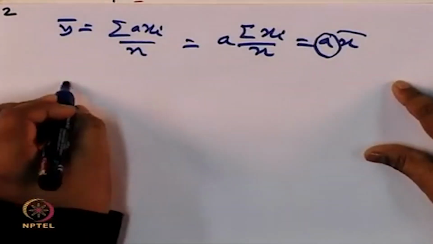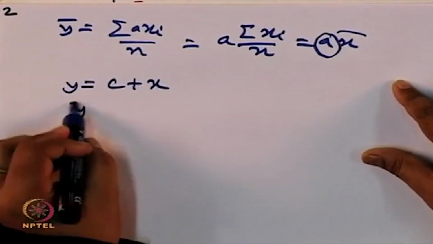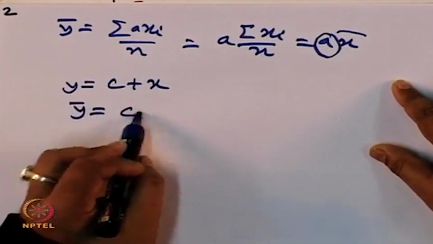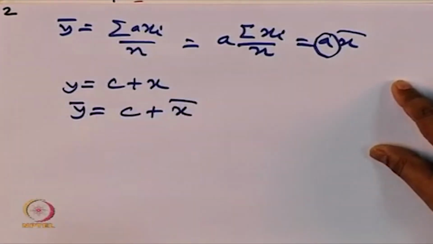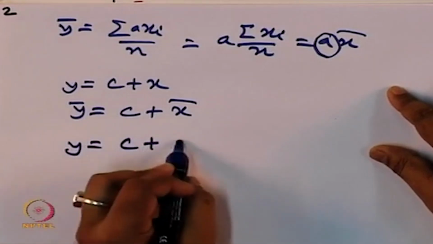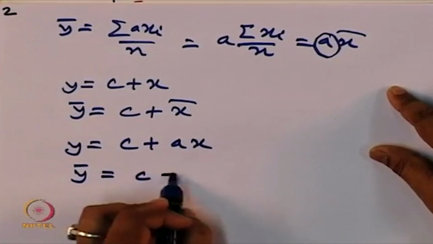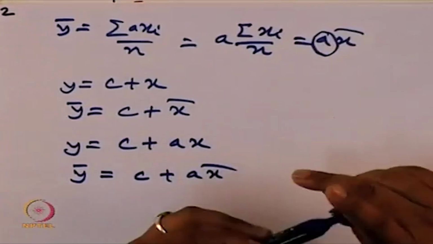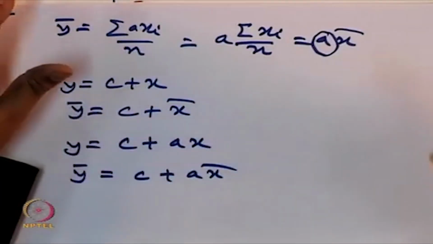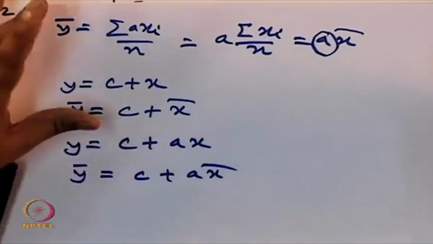In the case of y equal to c plus x, then y bar is c plus x bar, since the average of a constant is that constant. The third case, the general case when y equals c plus a x, gives the formula y bar is equal to c plus a x bar. Okay. So, these transformations are particularly helpful when we are doing things manually by hand.